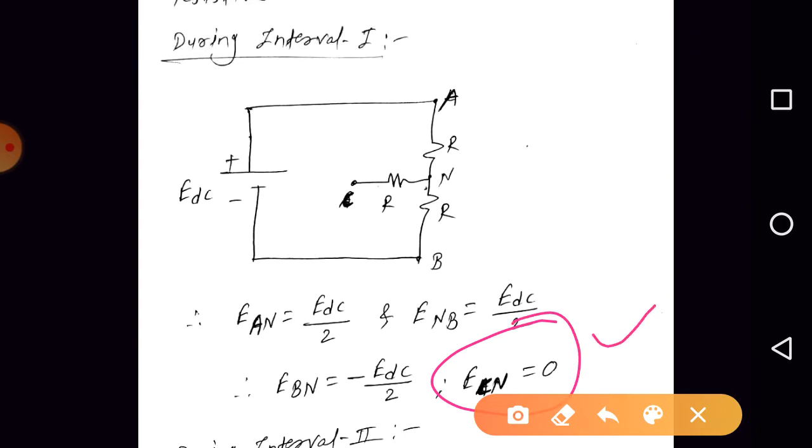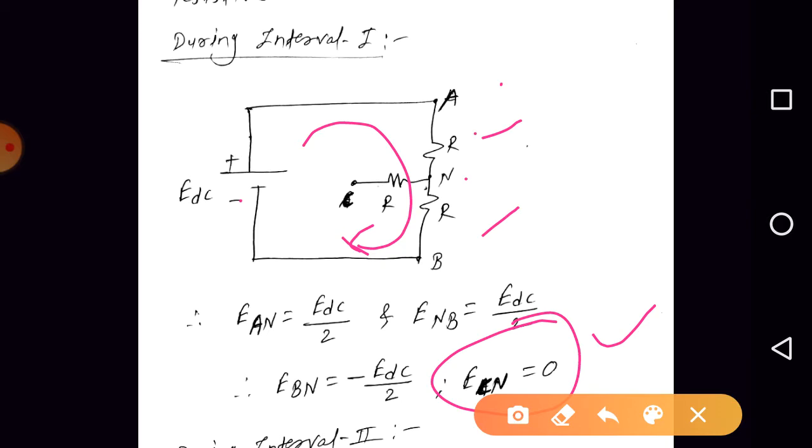Next, what about the VAN and VBN? Current will flow like this. So it is like we have R and R connected in series. So by using the voltage division rule, can we write VAN is equal to EDC into R upon R plus R? So VAN is equal to EDC by 2.